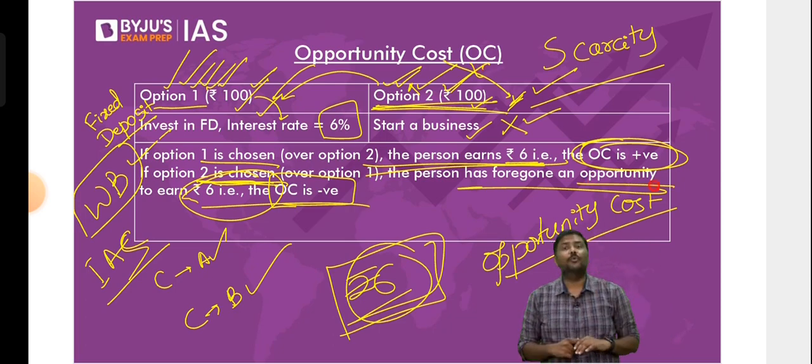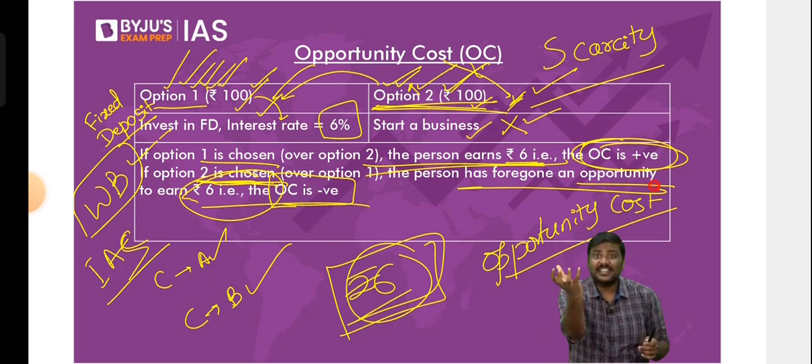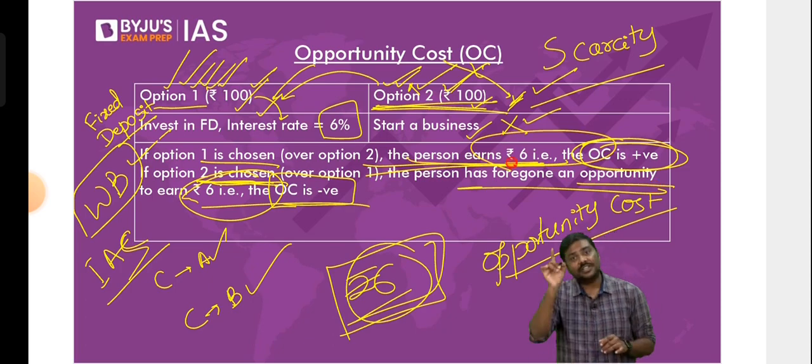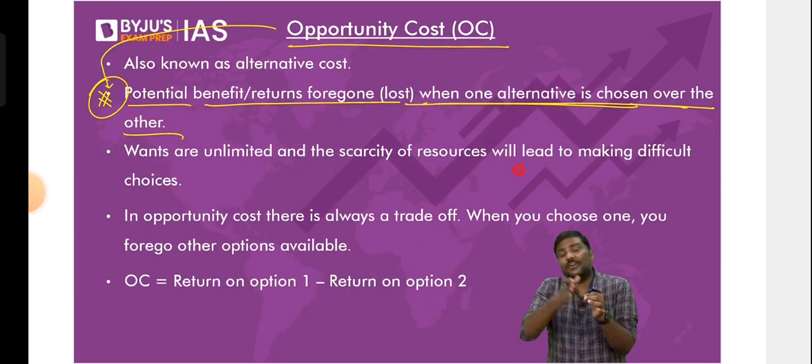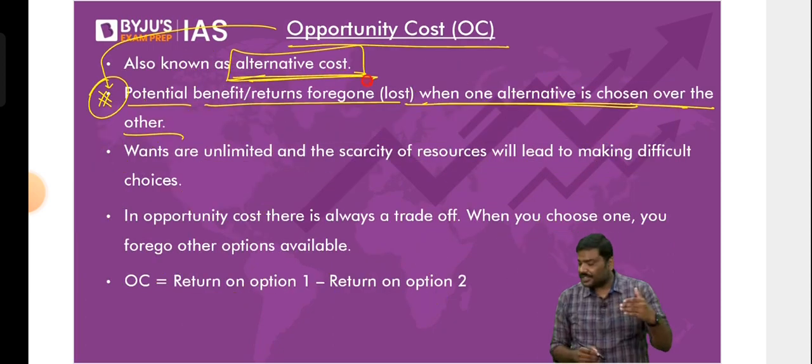And if you choose option 1, then because of your choice, you have made an extra 6 rupees. Your earning is 6 rupees. I'll simply say opportunity cost is positive then. So this is how opportunity cost is calculated. Now, there is one more term that is basically similar. The other term for opportunity cost is alternative cost. Remember this.